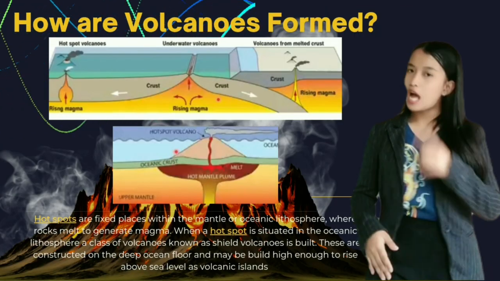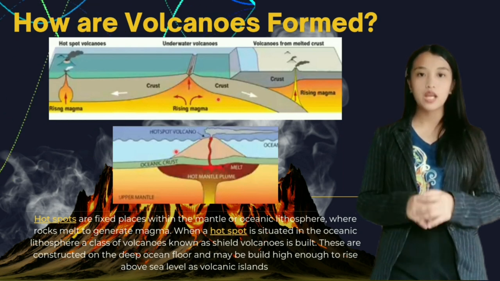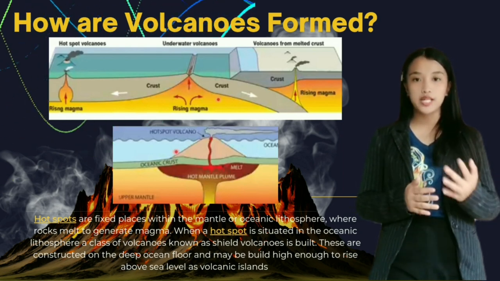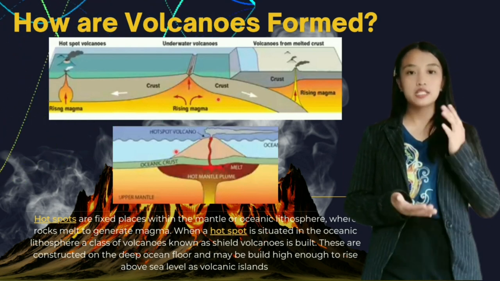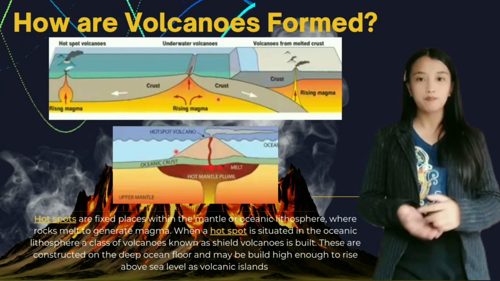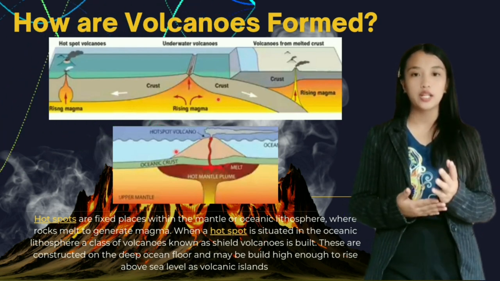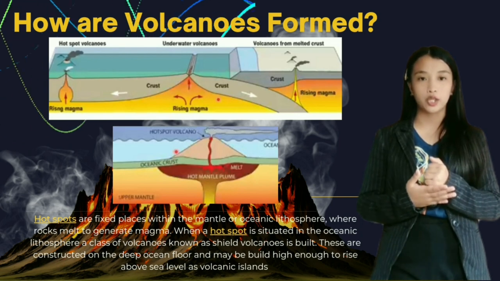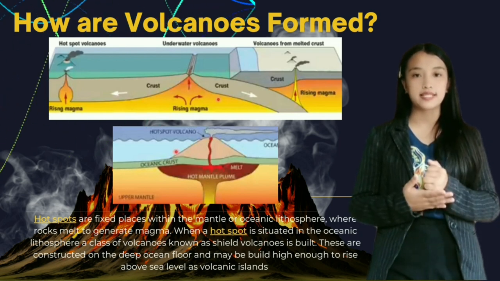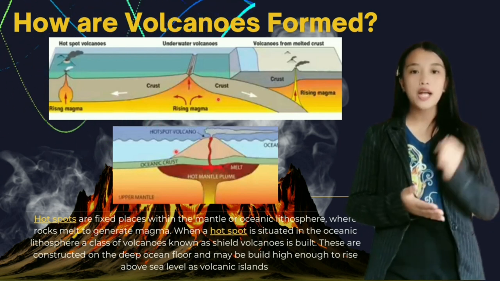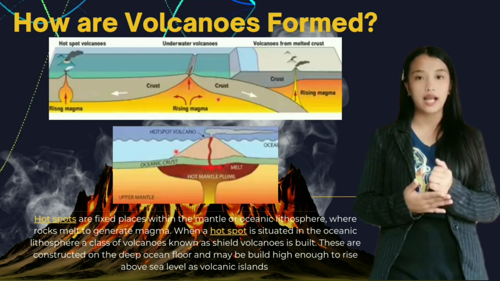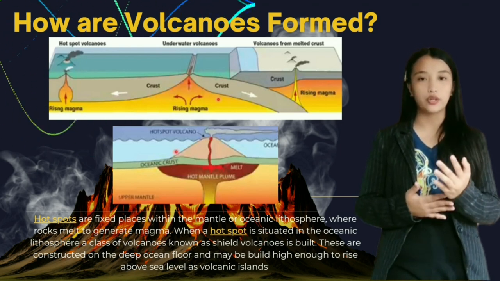Next question is, how are volcanoes formed? Magma can rise when pieces of Earth's crust called tectonic plates slowly move away from each other. Magma also rises when the tectonic plates move toward each other. A final way that magma rises is over hotspots. Hotspots are exactly what they sound like, hot areas inside the Earth.